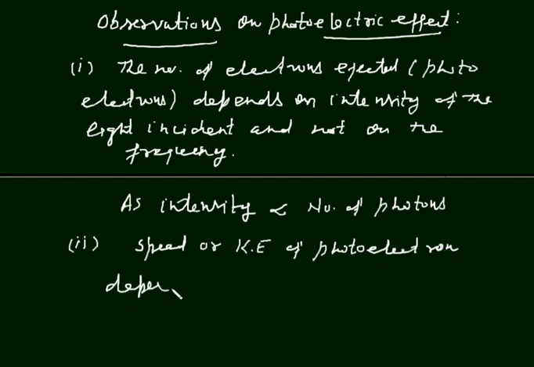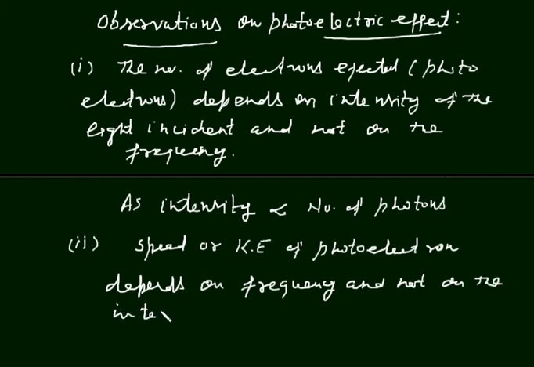Depends on frequency and not on the intensity. Students, carefully read these 2 points. Number of electrons ejected depends on intensity and not on the frequency. And here it is reverse. Speed or kinetic energy of photoelectrons depends on frequency and not on the intensity.